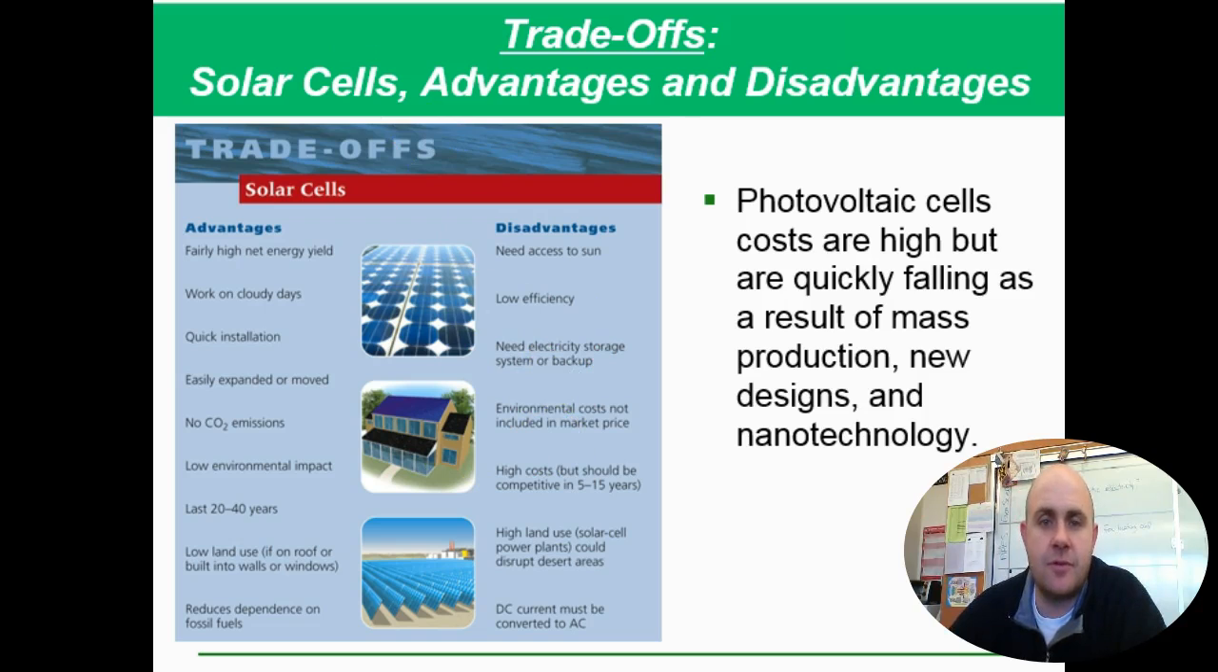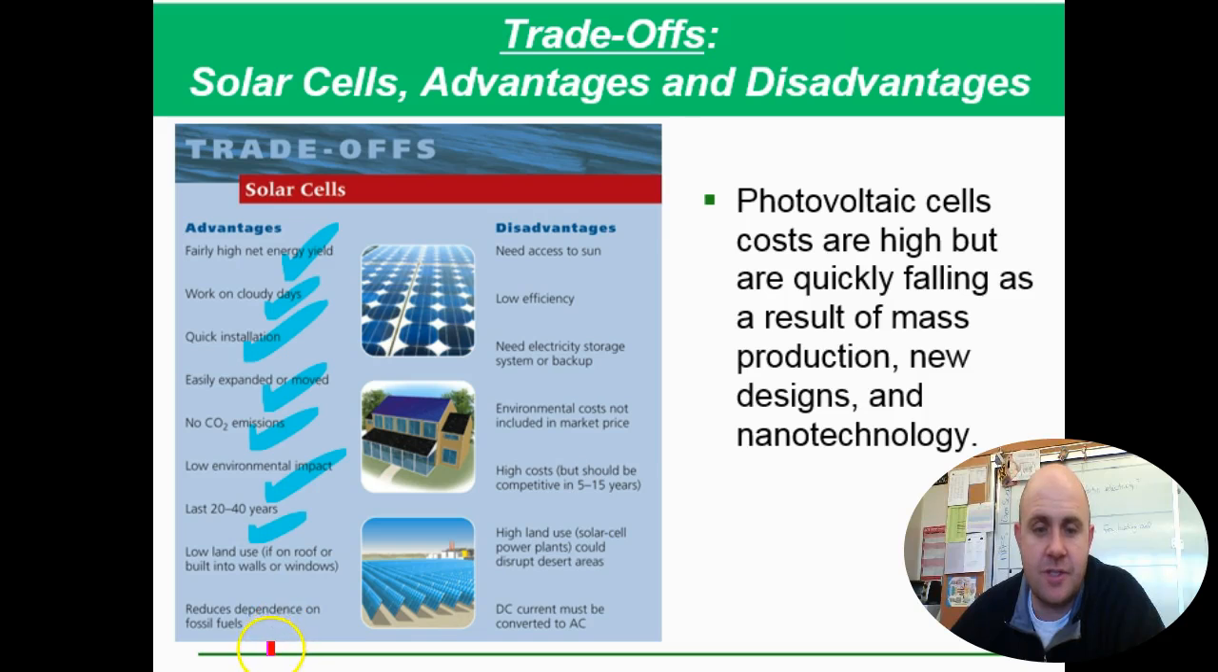Here are the advantages and disadvantages of using these solar panels. A fairly high net energy yield once they're set up and installed. They can still work on cloudy days, not always great, but they're very quick and easy to install for most people. You can easily add on to them if you need to. They don't make CO2 emissions. They don't have a huge environmental impact. They can last 20 to 40 years once they're set up, which is nice. You can reduce the use of fossil fuels and land usage for things like mining.